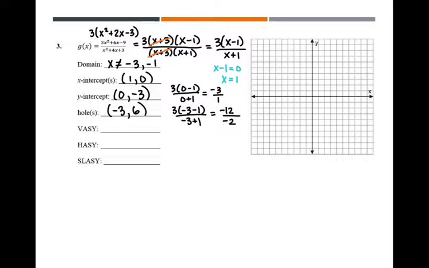Vertical asymptote comes from the factor that was left over in the denominator. So that's going to be x equals -1.